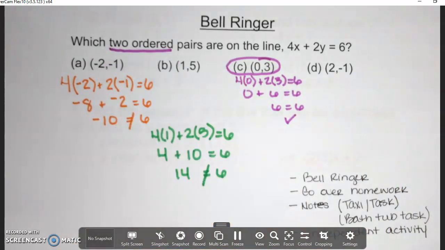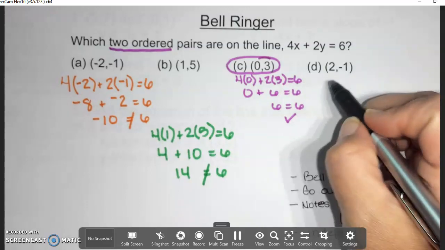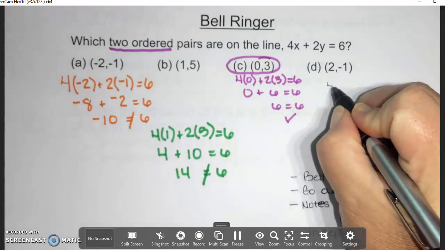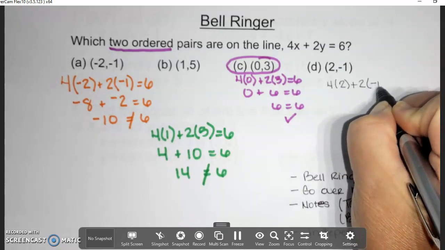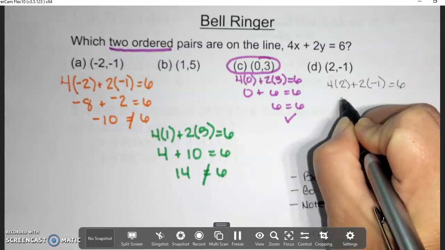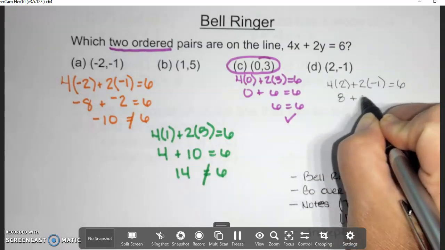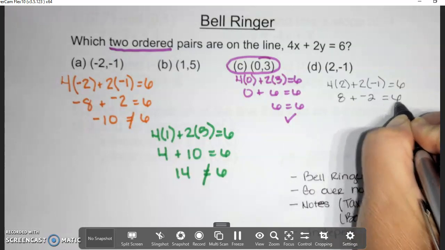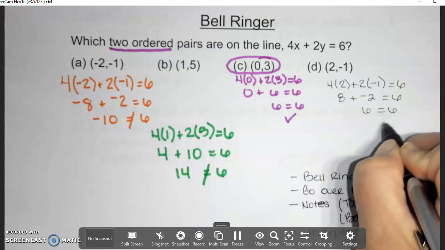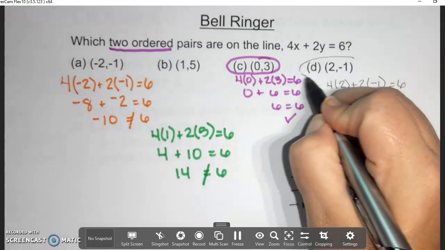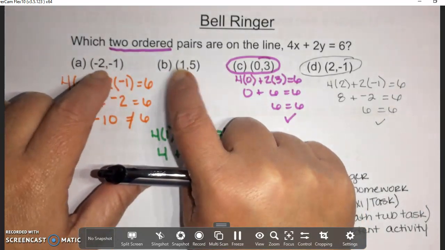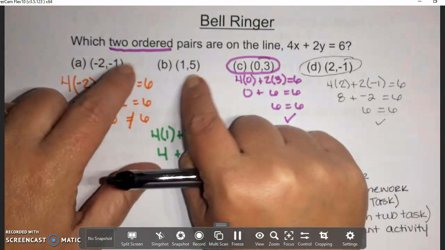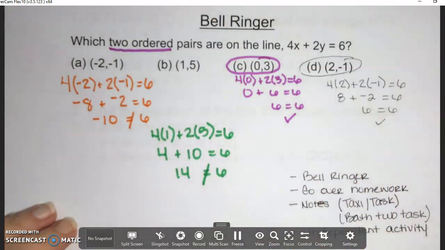We have two answers that are true. So let's look at the next one. 4 times 2 plus 2 times -1 equals 6. 8 plus -2 equals 6. 6 equals 6. That's true. So this is one of our answers. So all it is, is taking the ordered pair, which means when this is x, when we input this in, we will get this out. Okay?